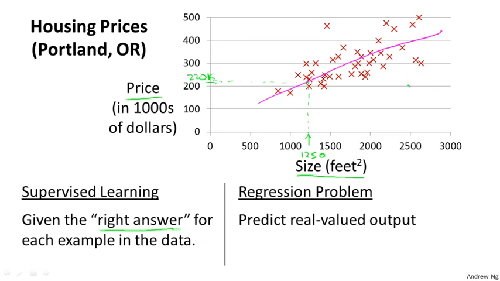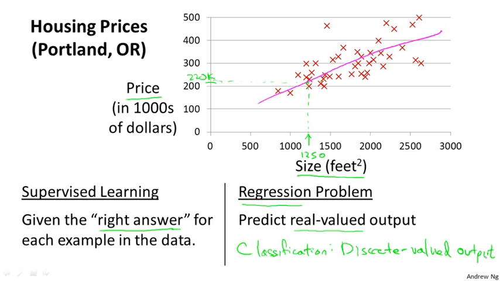And moreover, this is an example of a regression problem, where the term regression refers to the fact that we're predicting a real-valued output, namely the price. And just to remind you, the other most common type of supervised learning problem is called a classification problem, where we predict discrete-valued outputs, such as if we are looking at cancer tumors and trying to decide if a tumor is malignant or benign. So there's a 0-1 valued discrete output.